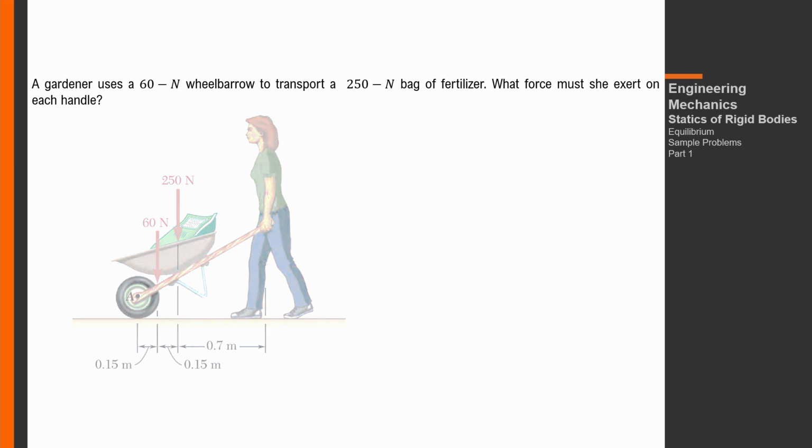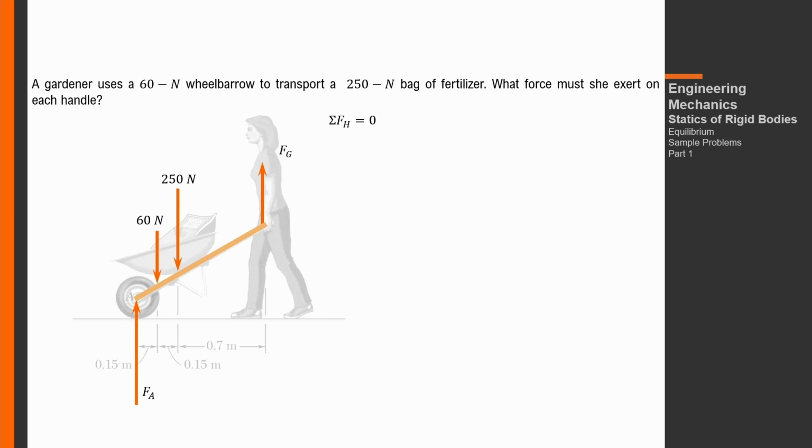So, gawa tayo ng free body diagram. So, ito yung handle. Yung 60 Newton force directed downward. So, weight yun ng wheelbarrow na nakalagay dun sa center of gravity niya. So, may distances tayo yan. Tapos, yung 250 Newton force directed downward din dahil weight naman yan ng bag ng fertilizer. So, yung required na force exerted ng gardener, so F sub G. Tapos, yung isa pang force, so F sub A. So, yun naman yung reaction sa point A.